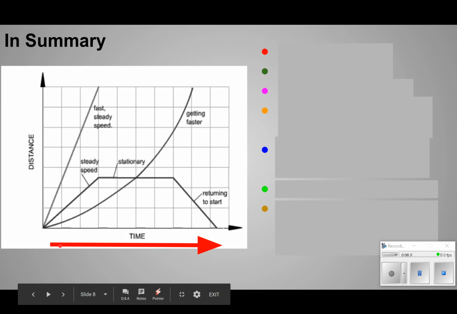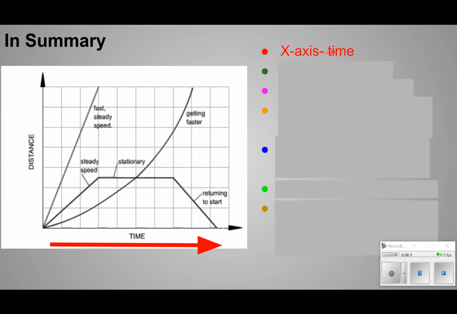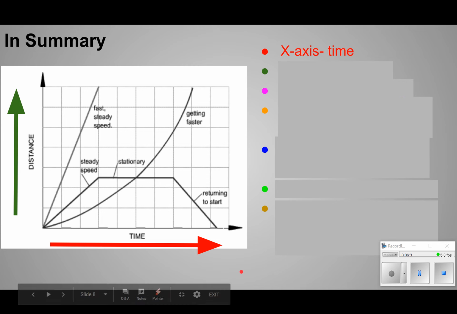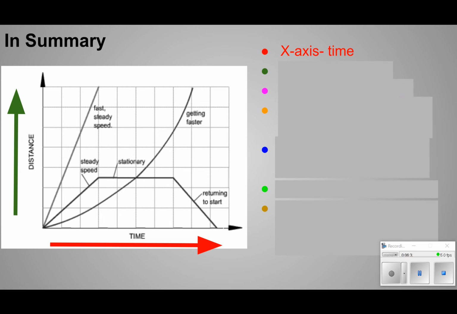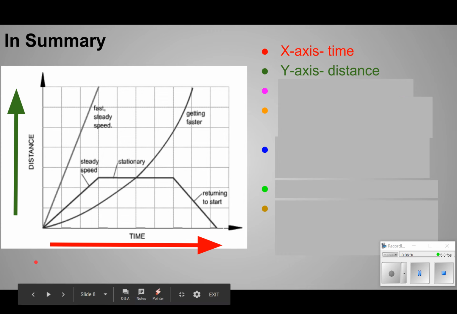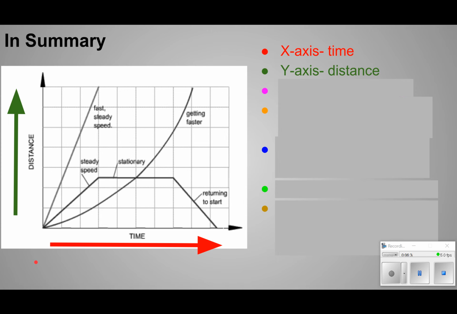Okay, so the first thing we're going to talk about is the time down here. Remember, the x-axis on the bottom is always the amount of time. The y-axis over here is always the distance. Okay, that part will never change in a motion graph.